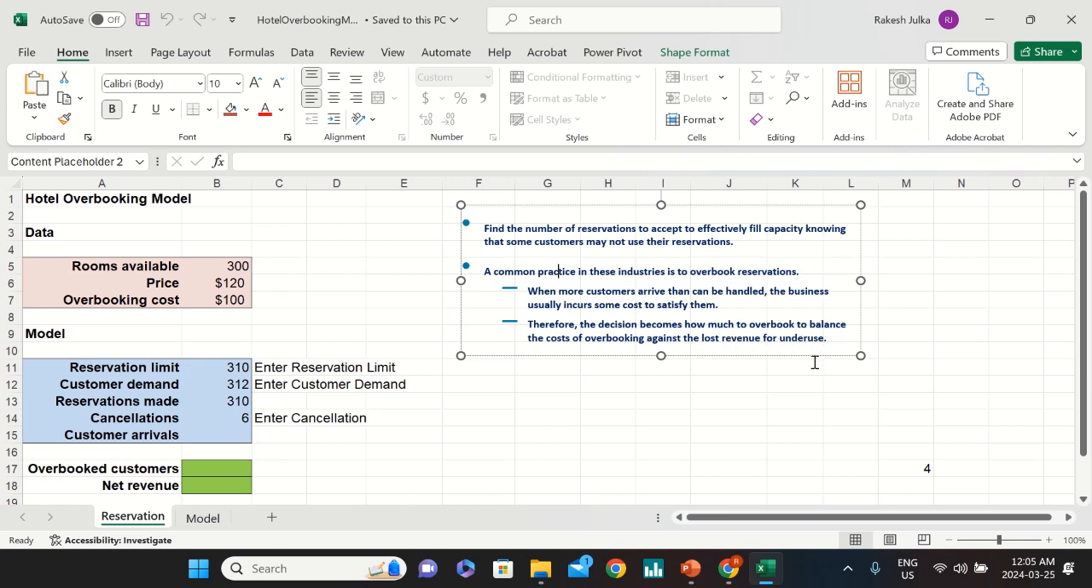Every hotel wants to utilize the maximum capacity. That's why these kinds of scenarios come up in real life.